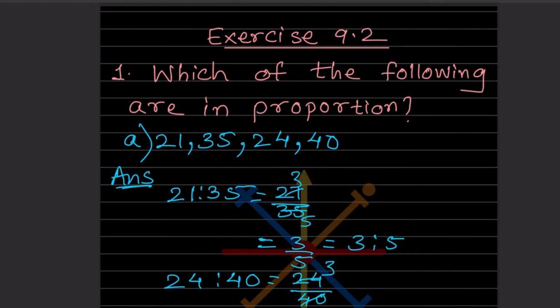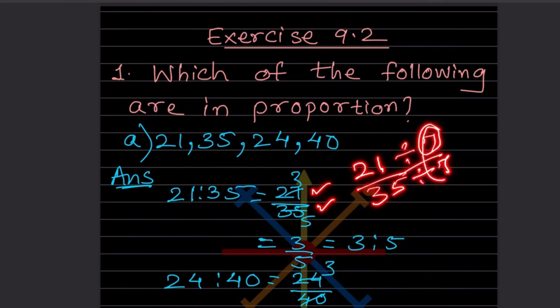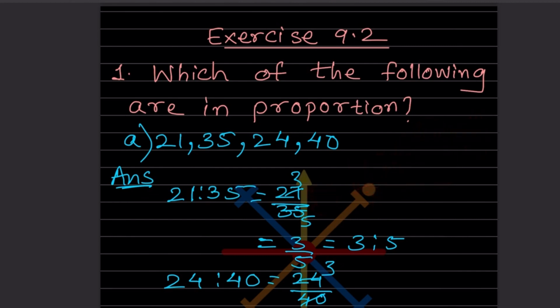When we divide it, what happens here? 21 is divisible by 7. So 7 threes are 21 and 7 fives are 35. If I divide both numbers by 7, we get 3 by 5. And 3 by 5 is nothing but 3 is to 5. Okay, both are the same.